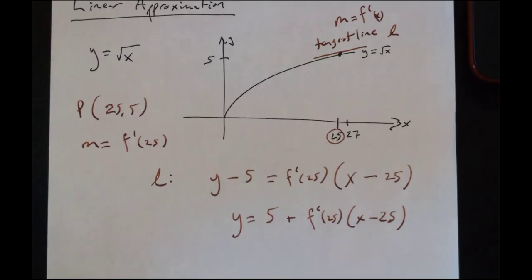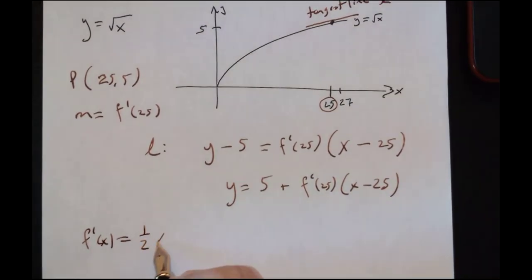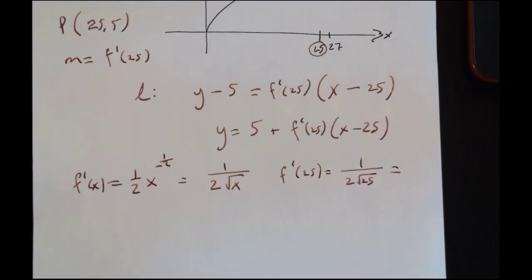Well, it means I need f prime of 25. What's my derivative? One half x to the negative one half. Great. That is 1 over, since negative powers go in the bottom, and a 1/2 power is a square root. There we go. So f prime of 25 is 1/10.